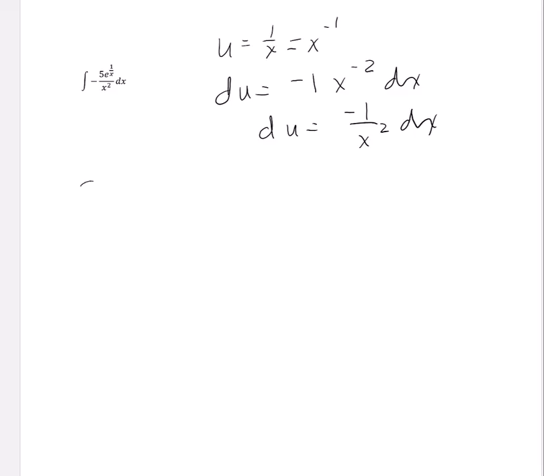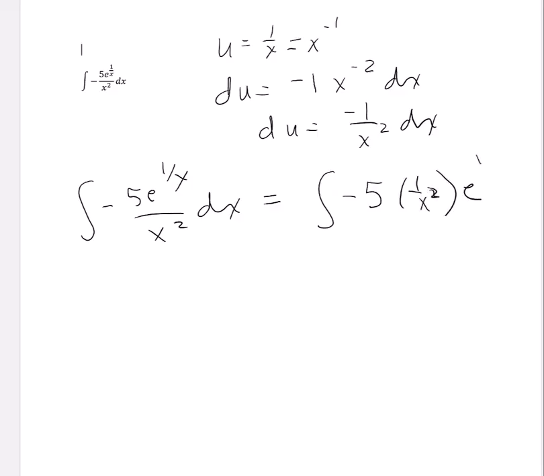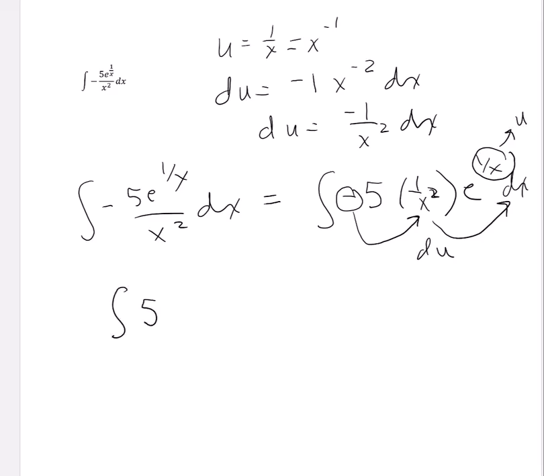So I'm just going to break apart this 5e to the 1 over x divided by x squared dx. And how I'm going to write it is I have the integral, I have a negative 5, I have 1 over x squared, I have e to the 1 over x, and then I have dx. I'm going to say this 1 over x, this is going to be my u. This negative in front of the 5, along with the 1 over x squared, and also along with the dx, those three parts become du, and then I still have the 5. We have a 5, we have e to the u, and we have du.